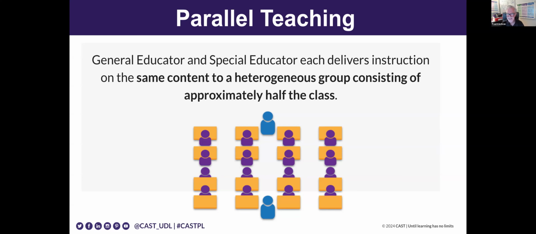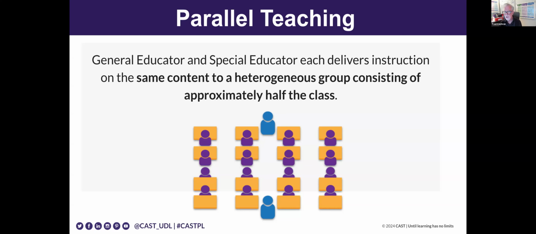No, I think that is so important. And we're going to just talk briefly about what parallel teaching is. So think about it this way: a general education educator and a special educator each deliver instruction on the same content to a heterogeneous group consisting of approximately half the class.